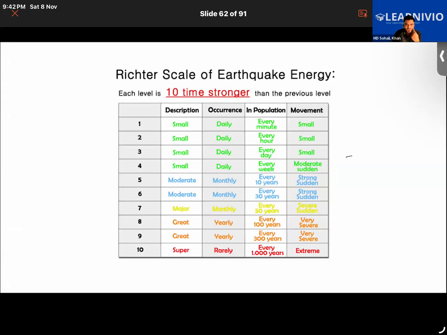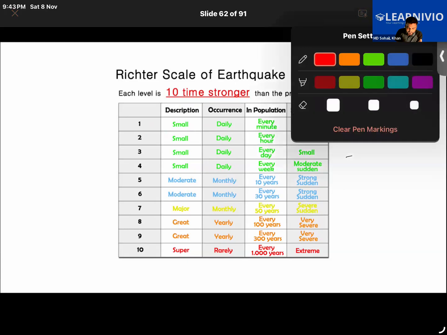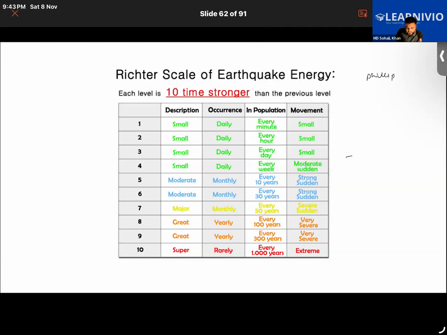Suppose there is an earthquake of magnitude 1. This kind of earthquake occurs on a daily basis. If you go through the data, on average there are around 20 earthquakes daily. In places like the Philippines, there can be around 20 earthquakes on a daily basis. You might say that country must be in ruins, but actually not all those earthquakes are of a strong magnitude.